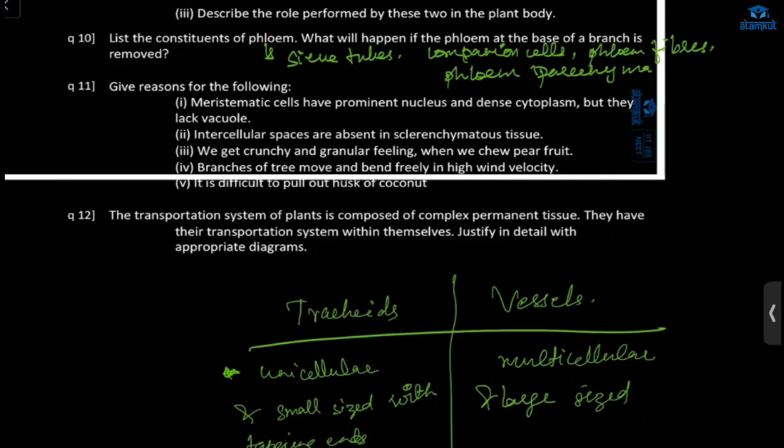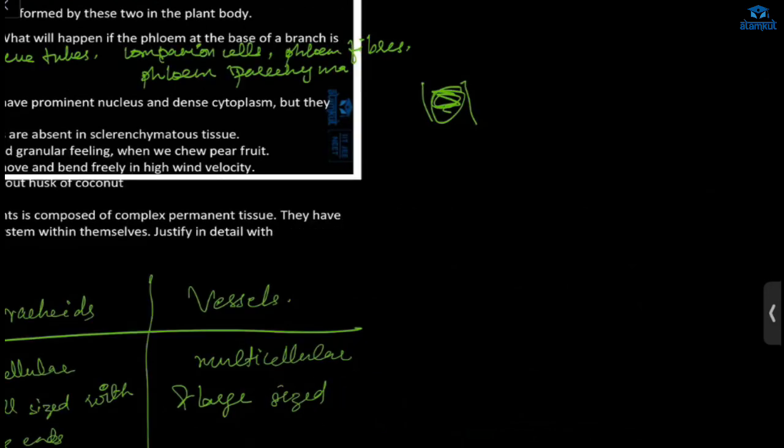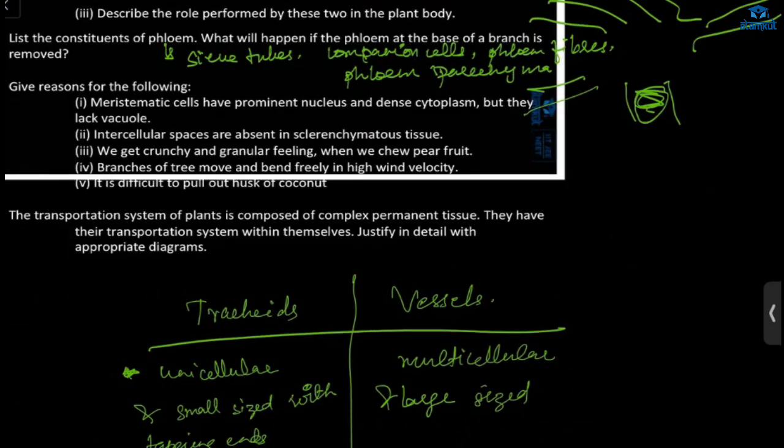What will happen in this case? Phloem at the base of the branch is removed. This branch will not receive food. Will the plant die? There are other branches, right? They will receive food. So the plant will not die, because phloem moves in both directions, up and down. Okay, understood this question? That's one. Let's see the next one.